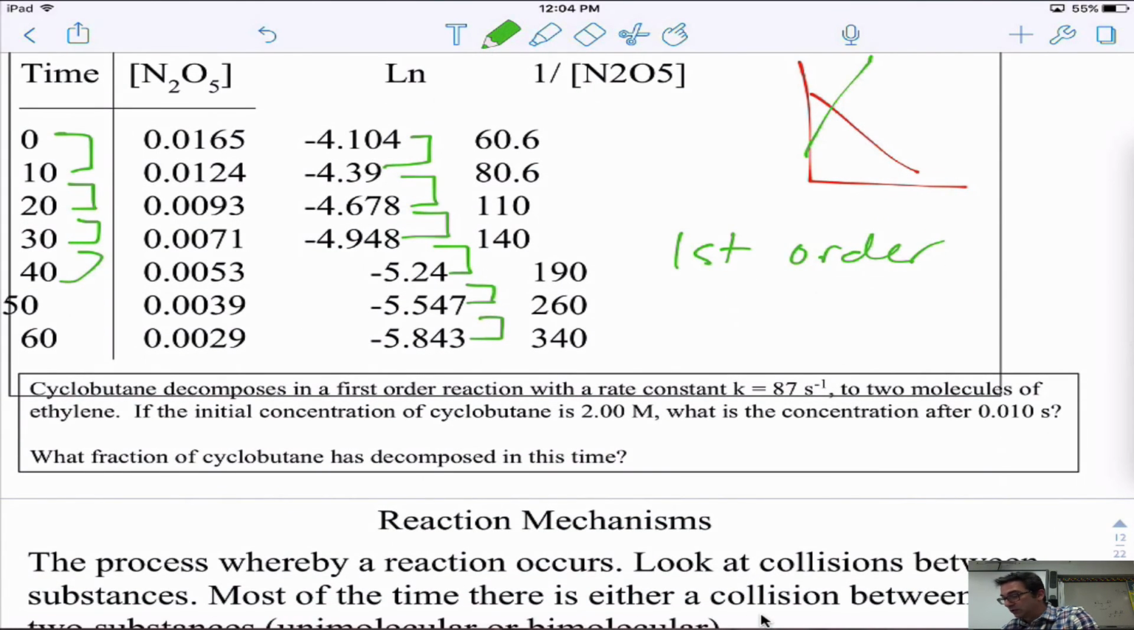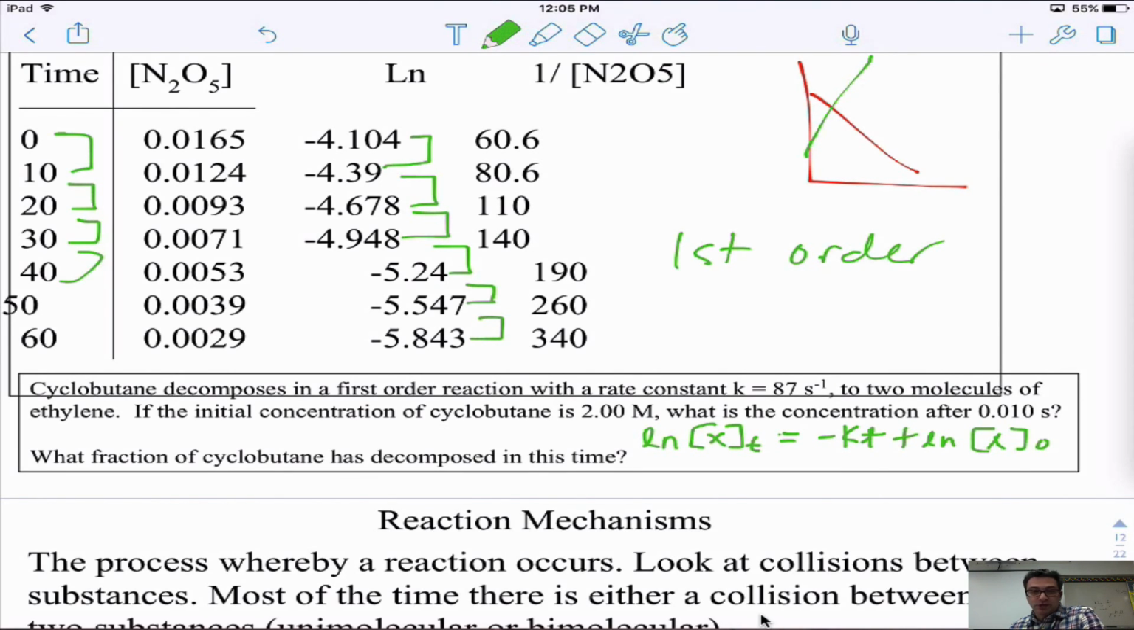Then they have a follow-up question. They say, well, it decomposes in a first order reaction. For this next type of question here, this is a different compound. And they give you the rate constant, and then they tell you, what is the concentration after 0.01 seconds. So I know it's first order, so I'm going to have my natural log of my concentration of my substance, we'll just say x at time t, equals negative kt plus the natural log of x at time 0.